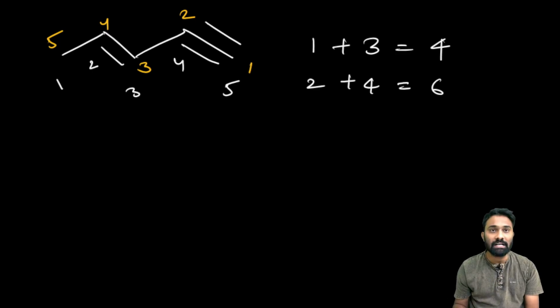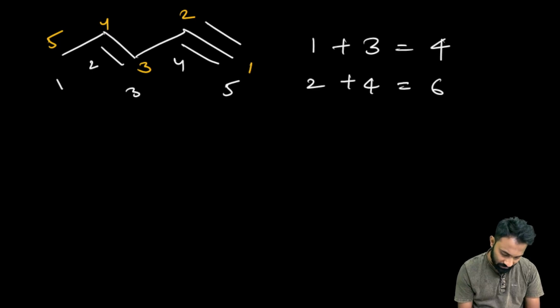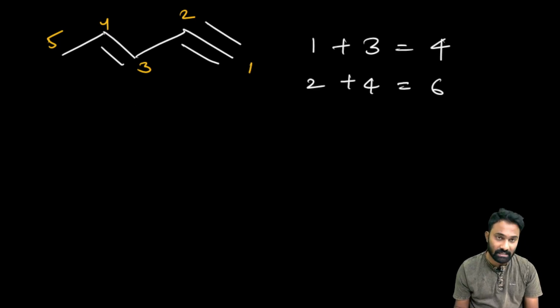But if you start the numbering from the triple bond, you are getting different numbering, and if you start the numbering from the double bond, you are getting different numbering, then in that case the double bond should get the least number. So here this numbering is wrong, and this numbering is correct.